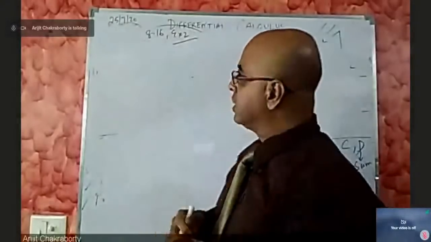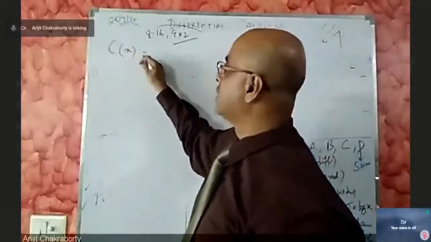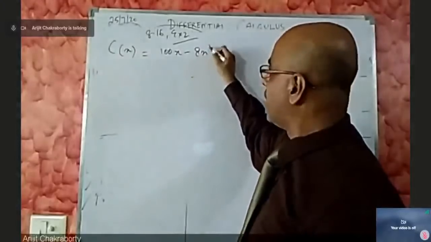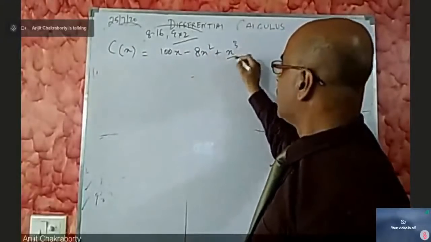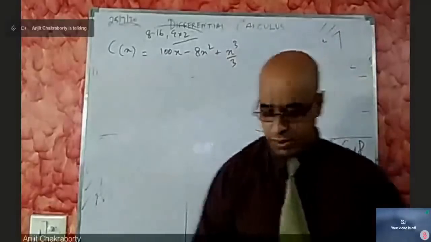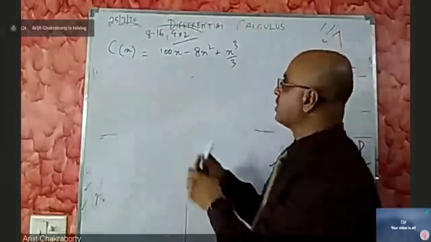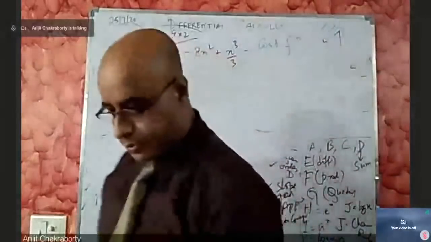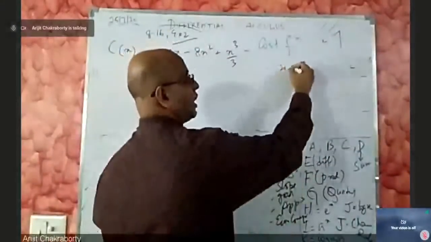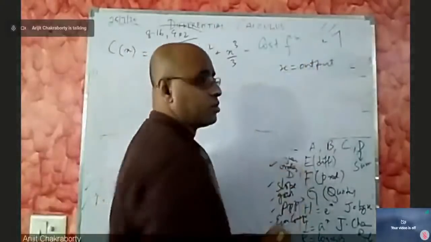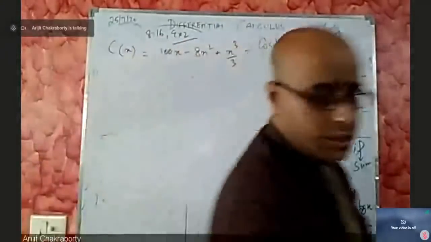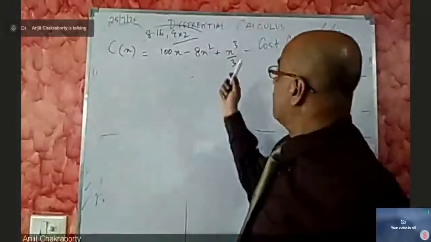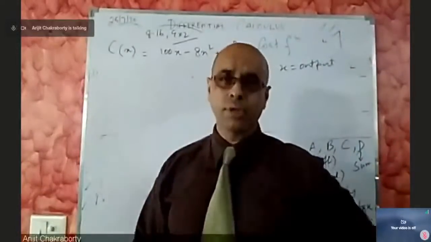The cost function C(x) is given by 100x minus 8x square plus x cubed by 3. This is the cost function. Please note the problem. The cost function of a company is given, and of course, here x is the output. X is the output, okay? So we have the cost function given and we have the output x: 100x minus 8x square plus x cubed by 3. Here x is the output, kindly note this.